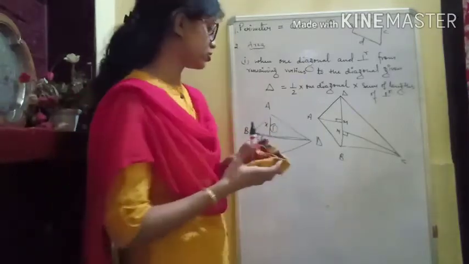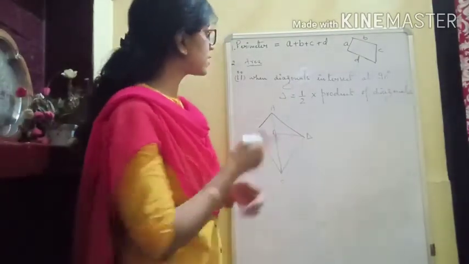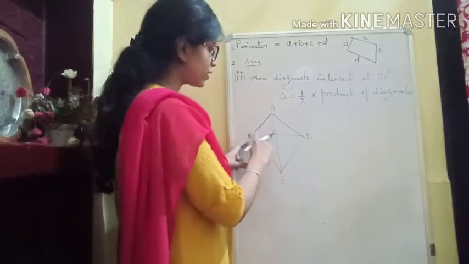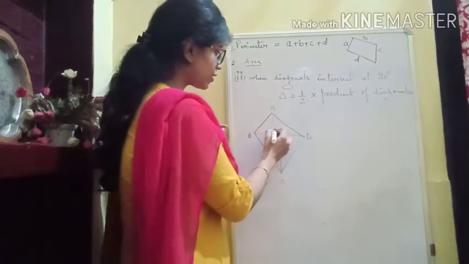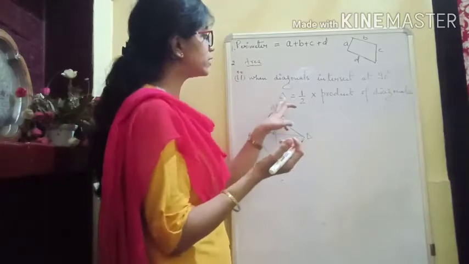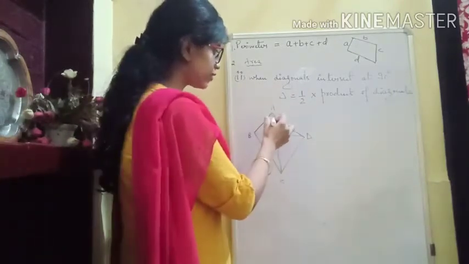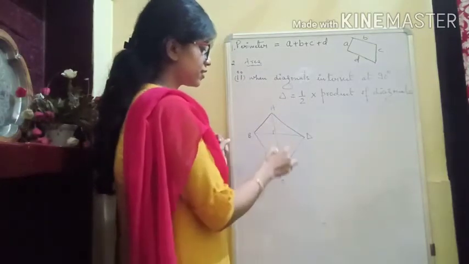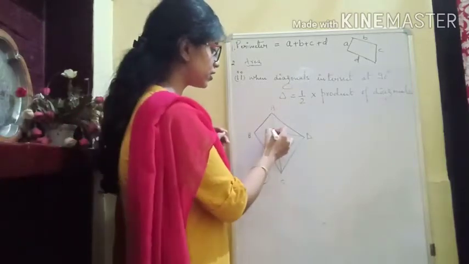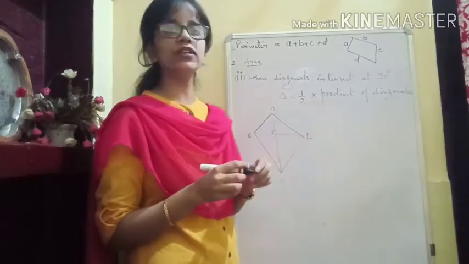Let's see the second condition. If a quadrilateral is given like A, B, C, D, and the two diagonals AC and BD are intersecting each other at 90 degrees, then it is simple to calculate the area: you can apply the formula half into the product of the diagonals. Whatever the lengths of the diagonals are, like let's say 6 and 4, and if they are intersecting each other at 90 degrees, you can easily calculate the area by half into the product of the diagonals.